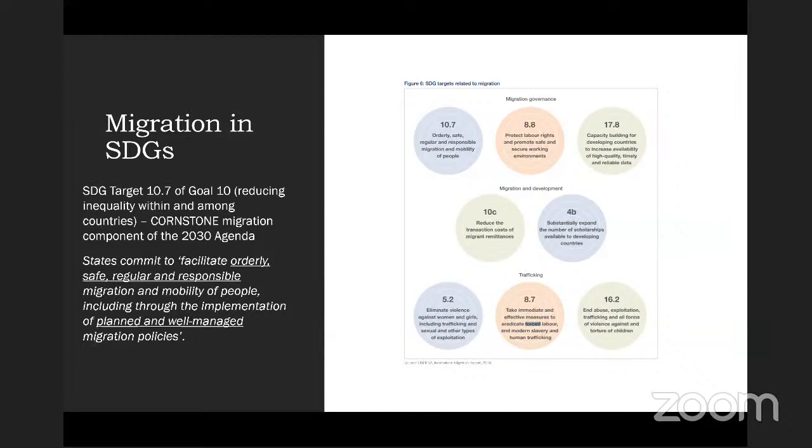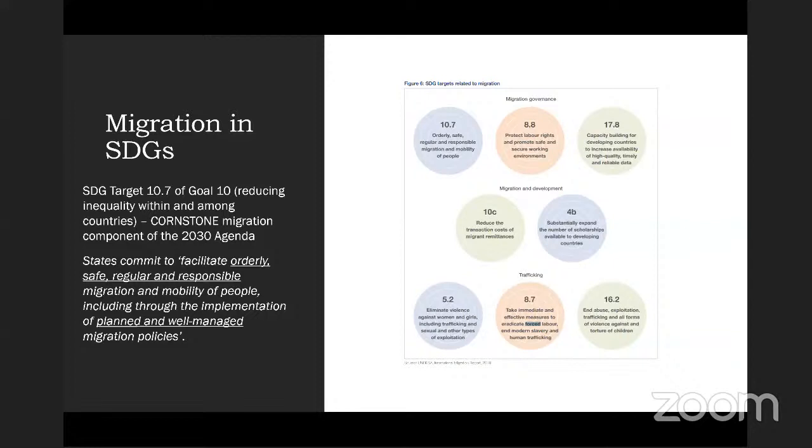Now, maybe I start this way. SDG 10 has several targets, and one of them looks at reducing inequality within and among countries. As part of these, target 10.7 speaks to states committing to facilitate orderly, safe, regular, responsible migration and mobility of people, including through the implementation of planned, well-managed migration policies. So it gives states this commitment, but also provides an avenue in saying that to ensure that people are moving in an orderly, regular, and safe way, you would need to have policies in place.